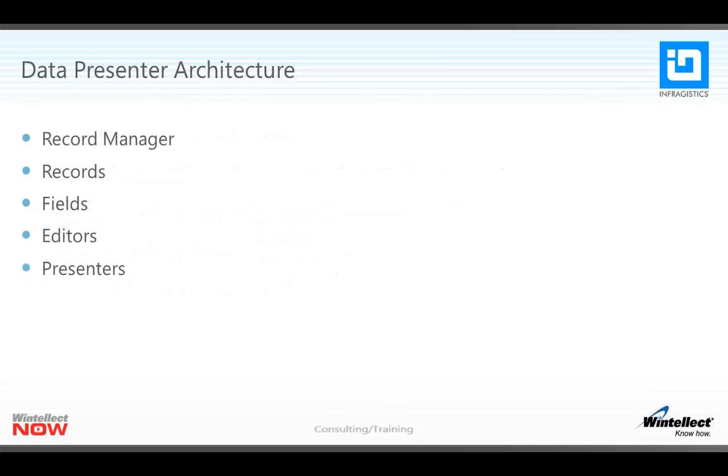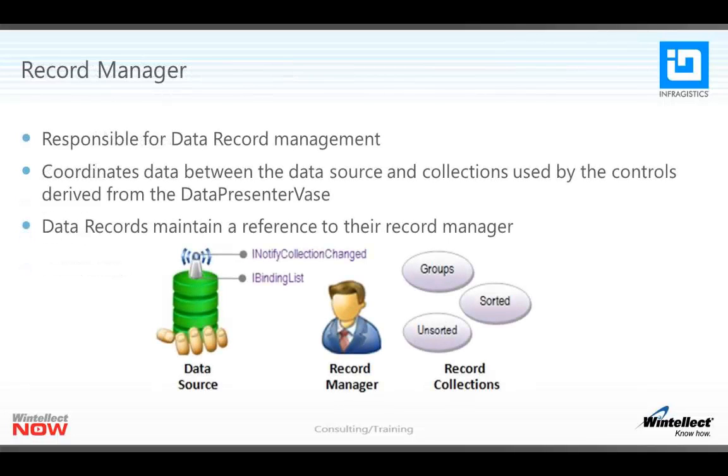The parts which make up the architecture of the Data Presenter include its record manager, records themselves, fields, editors, and presenters. The record manager is responsible for data record management. It coordinates data between the data source and the record collections used by the NetAdvantage for WPF controls derived from the Data Presenter base class. Additionally, all data records maintain a reference to their record manager.